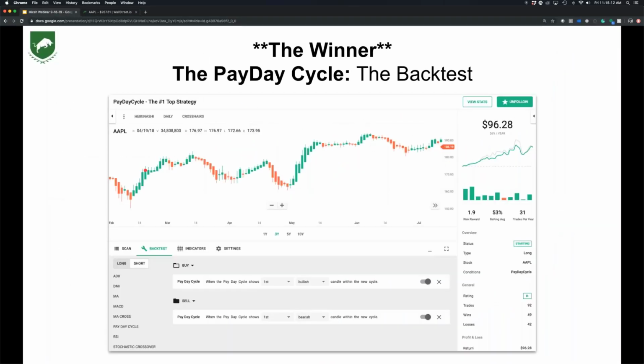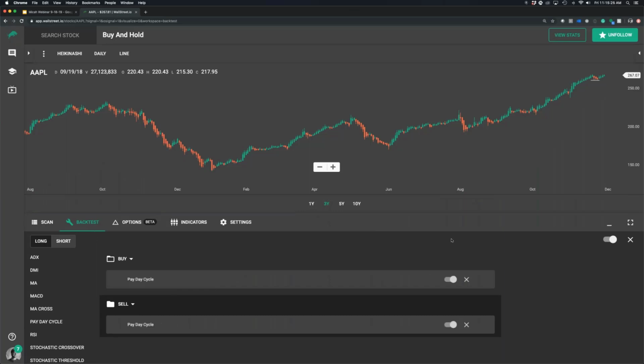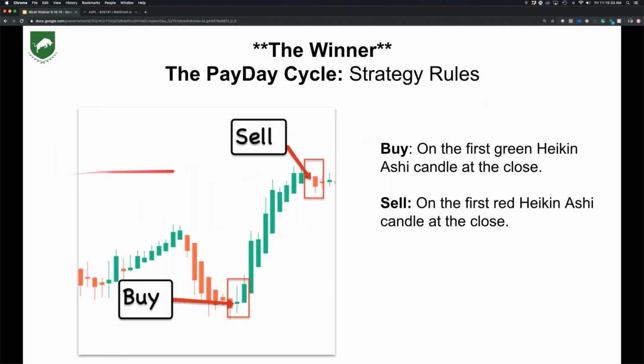Now, in order to backtest this, we're simply going to click on the backtest tab. We're going to load up the payday cycle strategy, which uses the Heikin-Ashi, and we're going to get the results over here. To backtest this is as simple as clicking on payday cycle and checking out the stats. You can see it's pretty much instant results, which is pretty cool. Now, let me give you the rules for this.